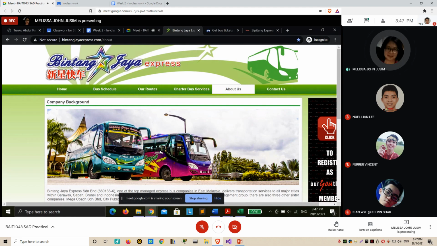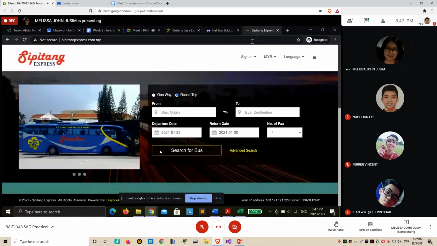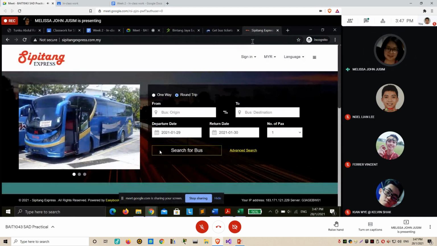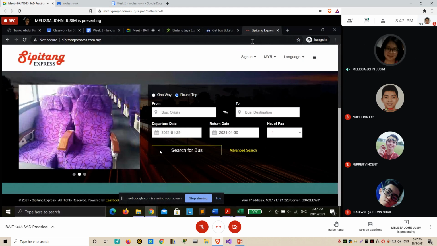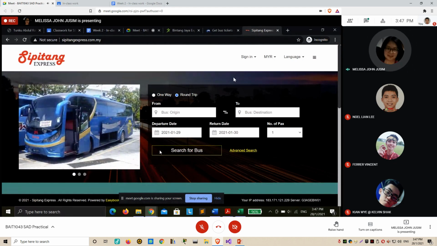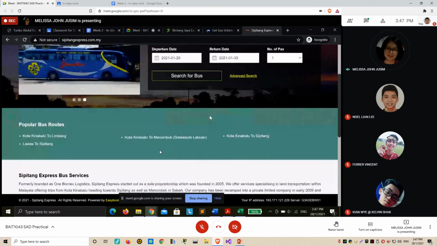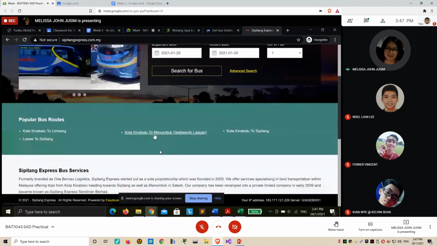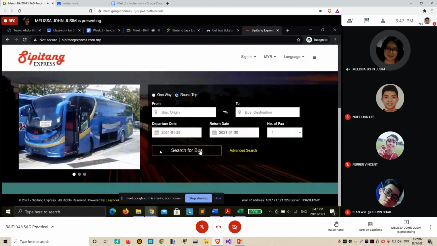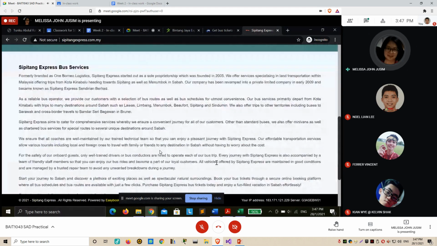Let me see, where's my mouse? This is another one, Sipitang Express. Not much info, but I noticed that I believe they have hired a web developer to develop this online ticketing system for them. They have this bus route web, and the passenger will need to purchase the ticket. And then this is their story.